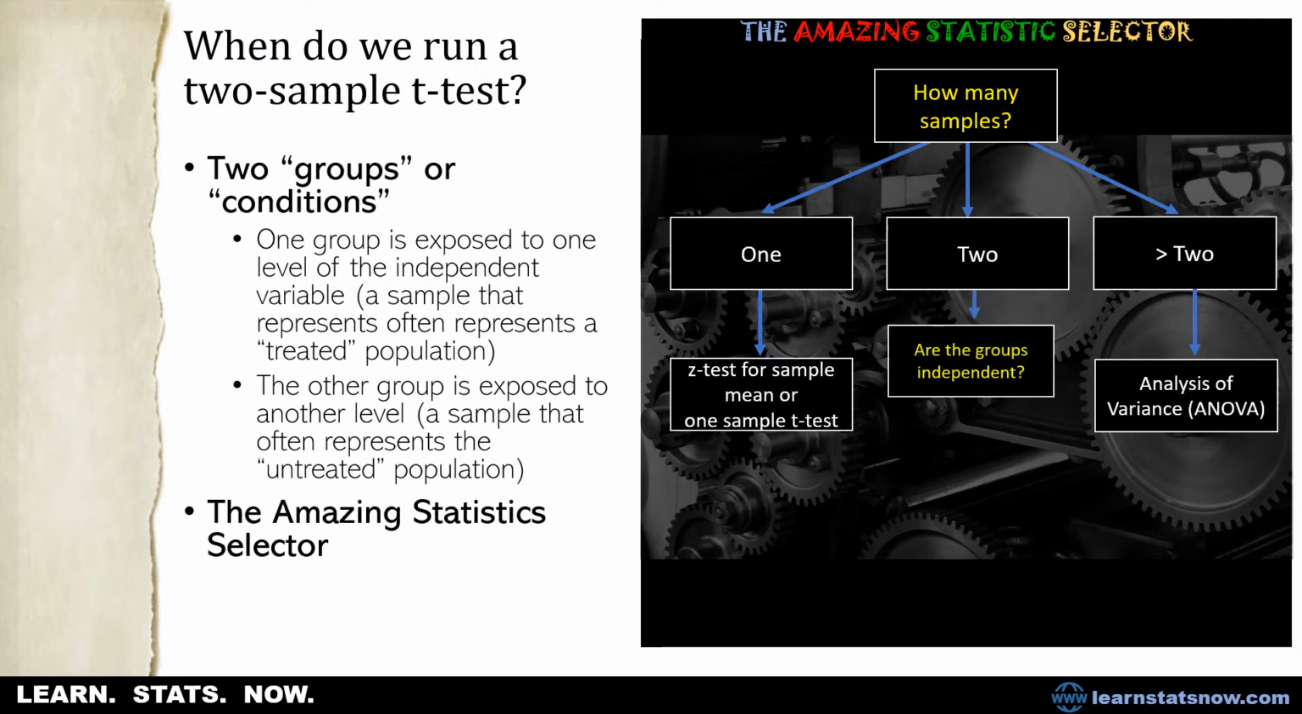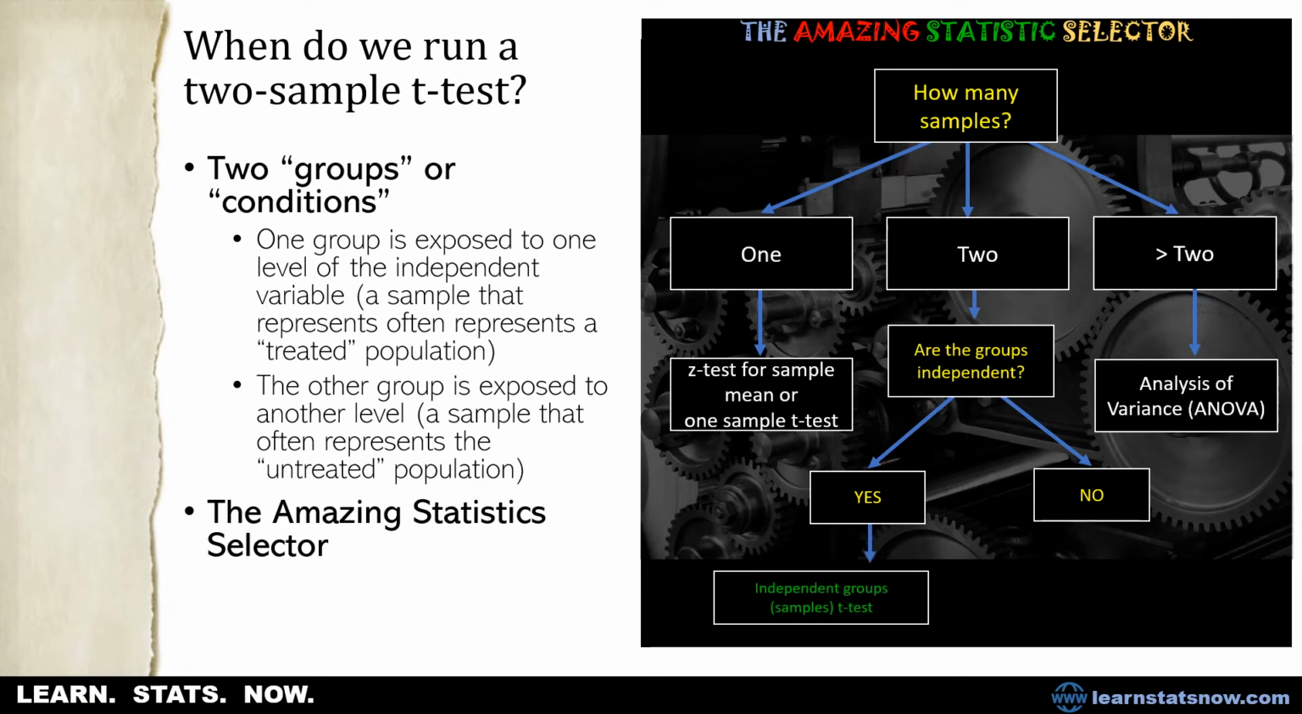And then the question of interest for us is, are the groups independent? And we just need to answer yes or no. And if the answer is yes, then we run an independent groups or independent samples t-test. You'll see it referred to both ways, means the same thing. If the answer is no, then we run what's called a correlated groups t-test, and in some textbooks it'll be called a dependent samples t-test. Now, the difference between the two involves the nature of the samples and whether subjects in the samples have some known relationship to one another. I'll talk more about that in a moment.